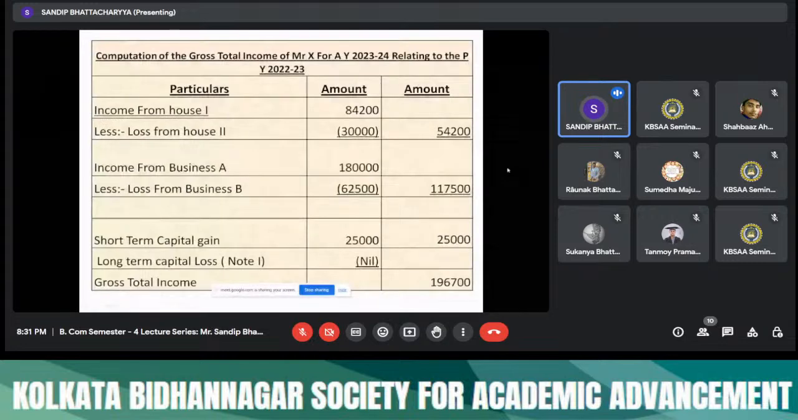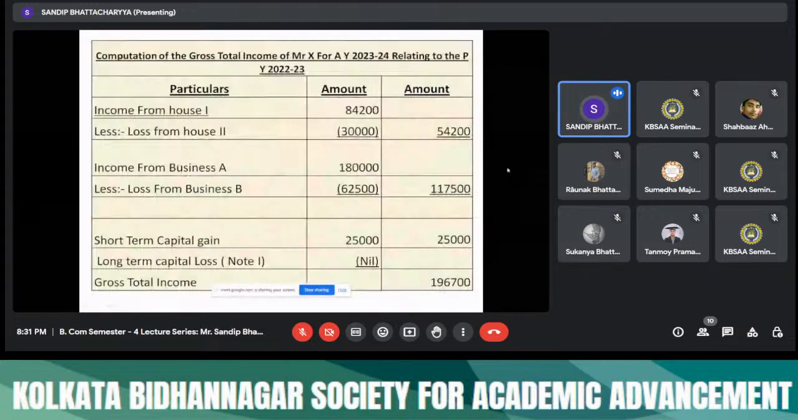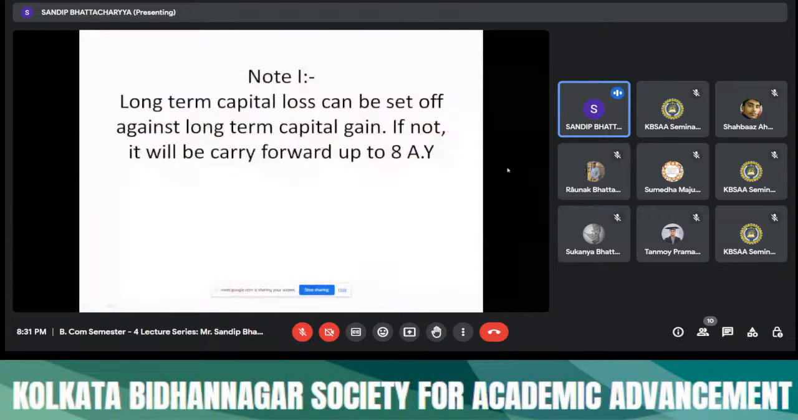So that this loss will be carried forward. See my note number 1, here I have written it down clearly, note number 1. See, the long term capital loss can be set off against the long term capital gain. If not, it will be carried forward up to 8 assessment years.